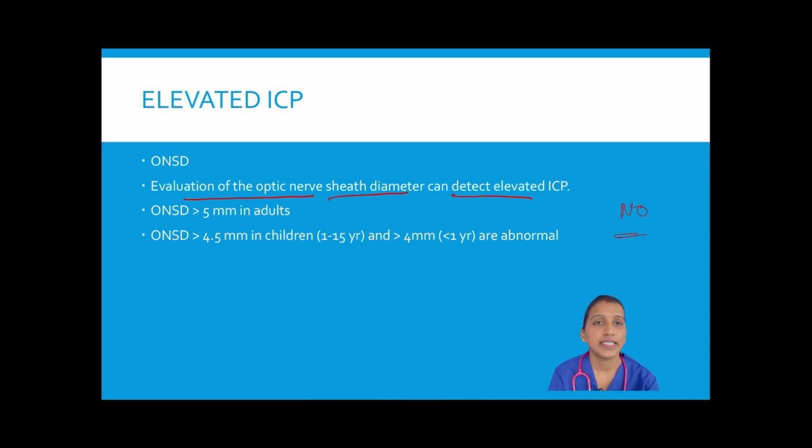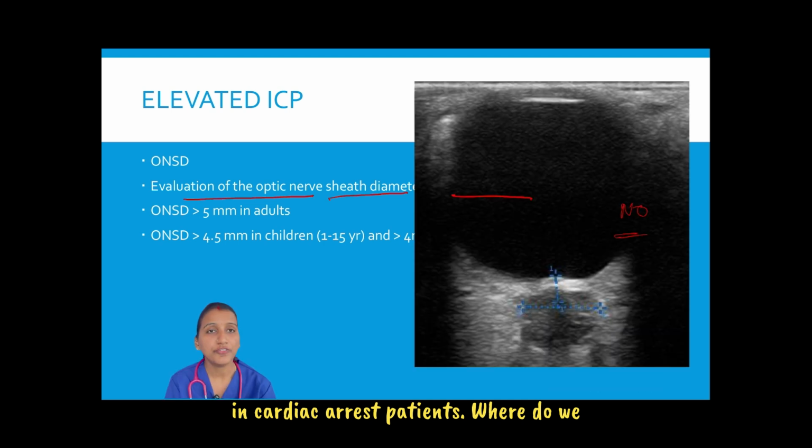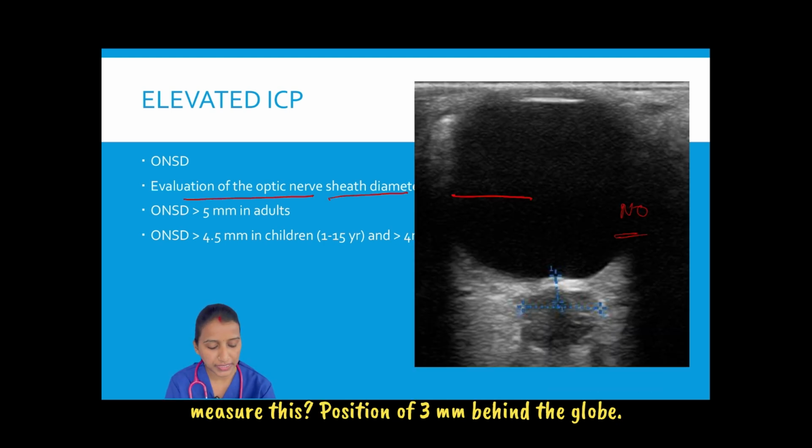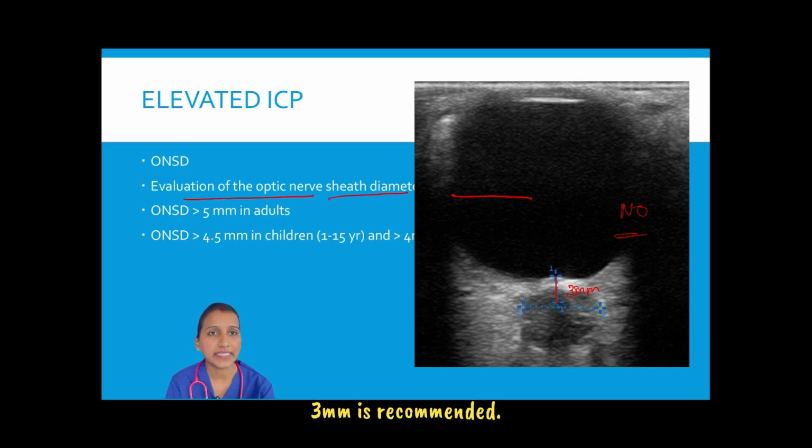Increased optic nerve sheath diameter as a proxy for elevated ICP has also been associated with poor neurological outcome in cardiac arrest patients. Where do we measure this? A position of 3 mm behind the globe is recommended. Here the optic nerve sheath diameter is measured.